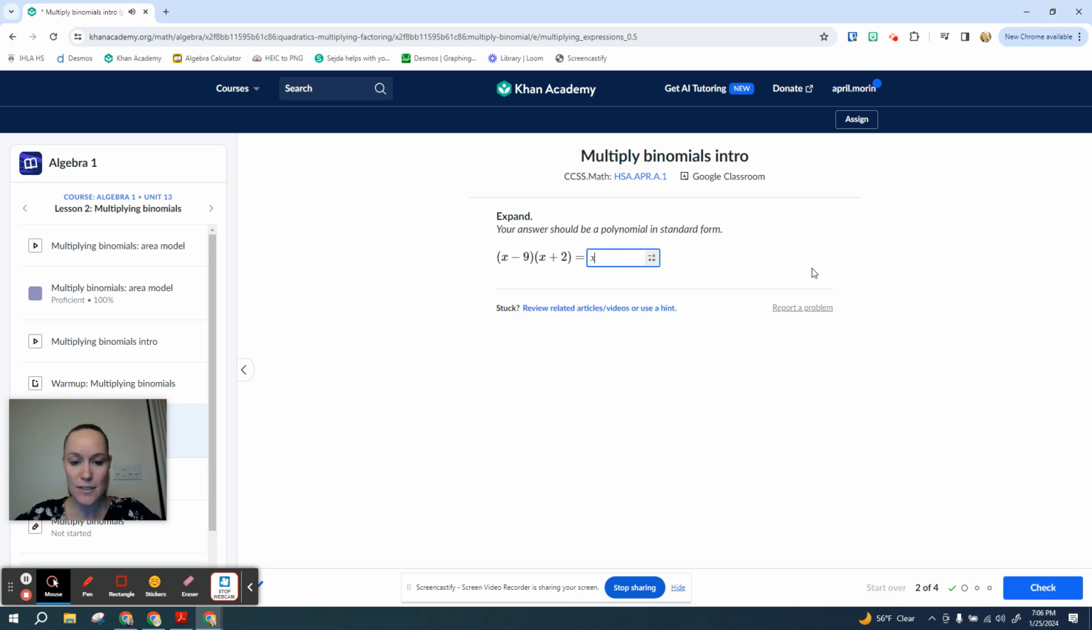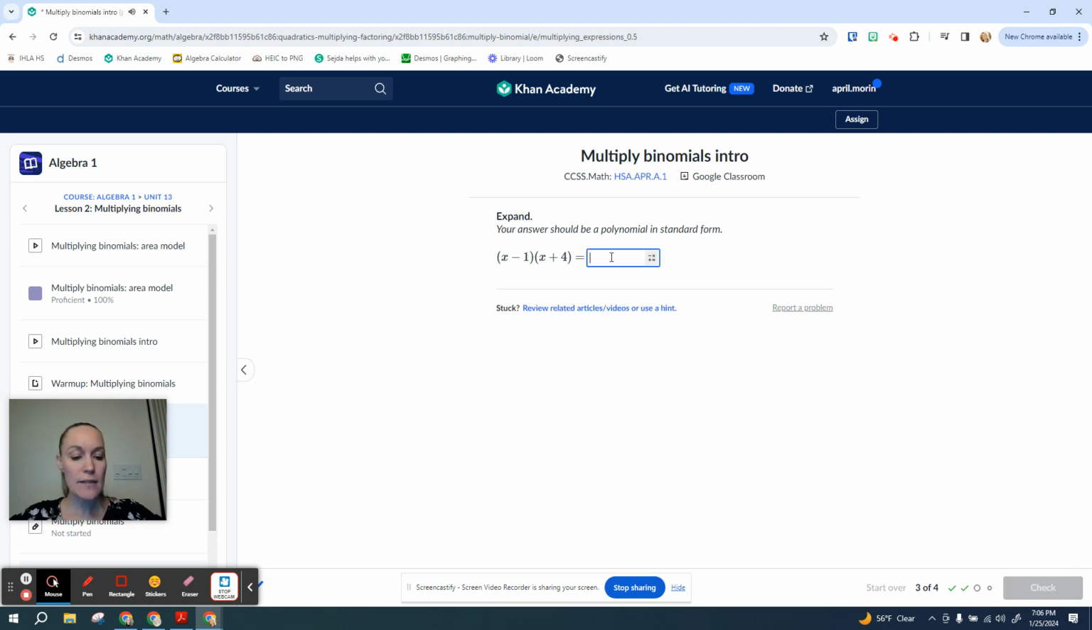Okay, so x squared again. And then we have that positive 2 minus 9x, right? So we have minus 7x. And then I have a negative times a positive, which is a negative. And 9 times 2 is 18.